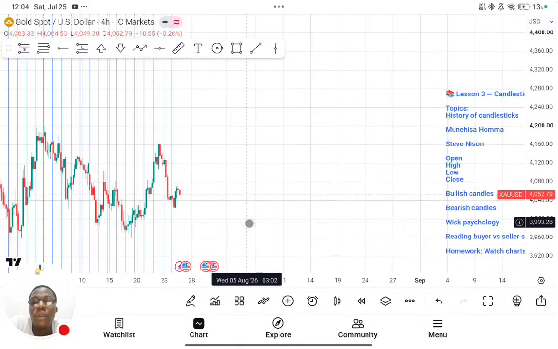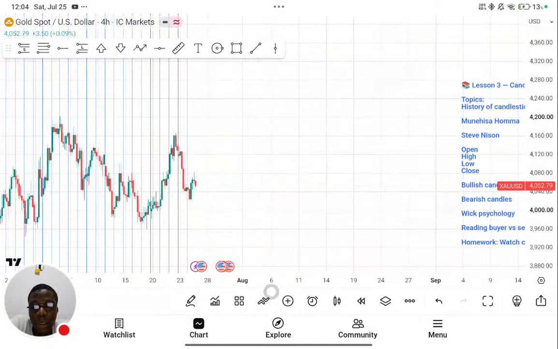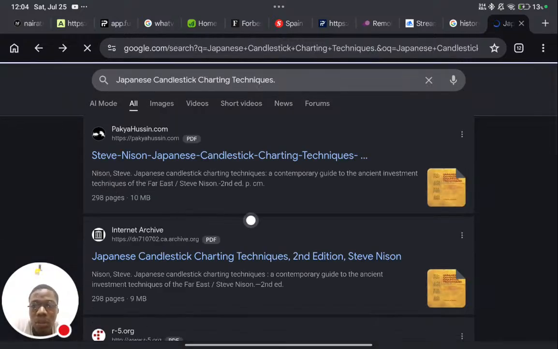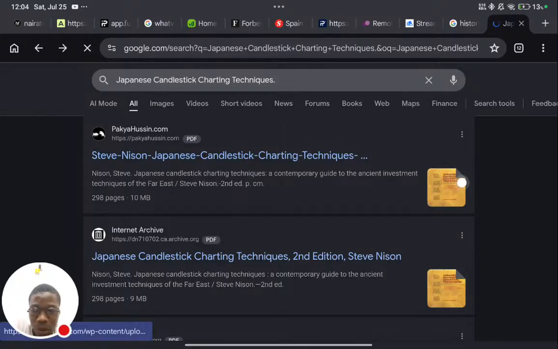For you to have a deeper understanding of what I'm saying, let me recommend a book for you. Look at the name of the book, Japanese Charting Technique by Steve Nison. Go and download it. It will be very helpful to you. You would see it with a yellow cover. So this was the book he wrote, and it gave detail about everything you need to know about candlesticks. You see it, it's yellow, right?